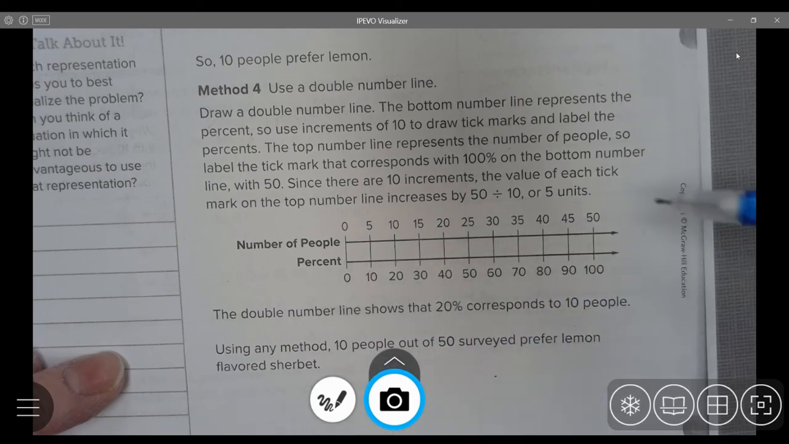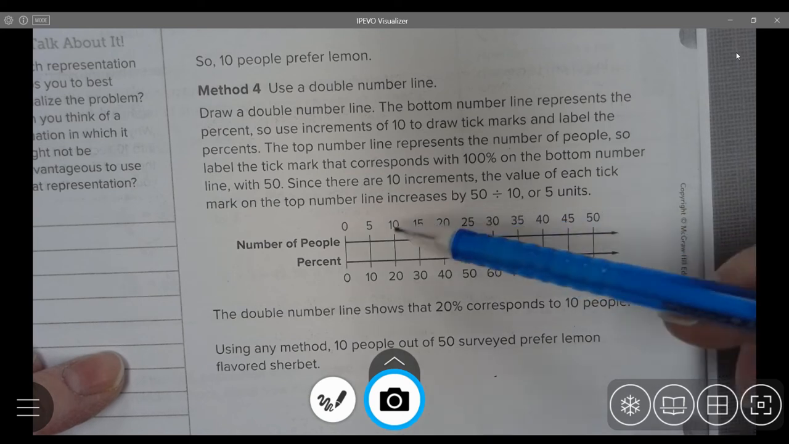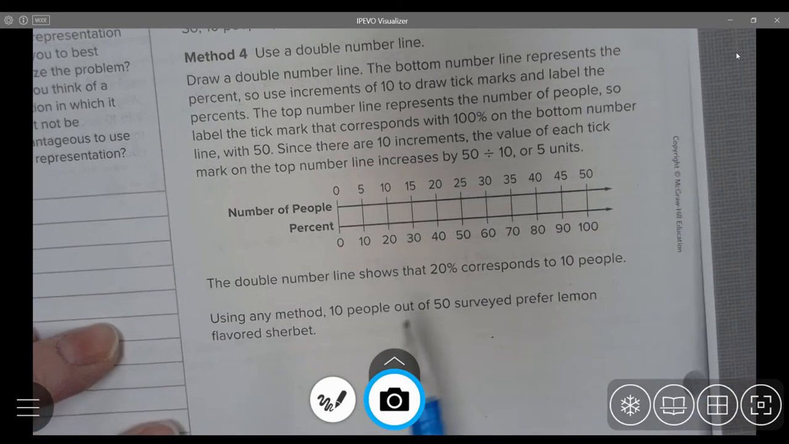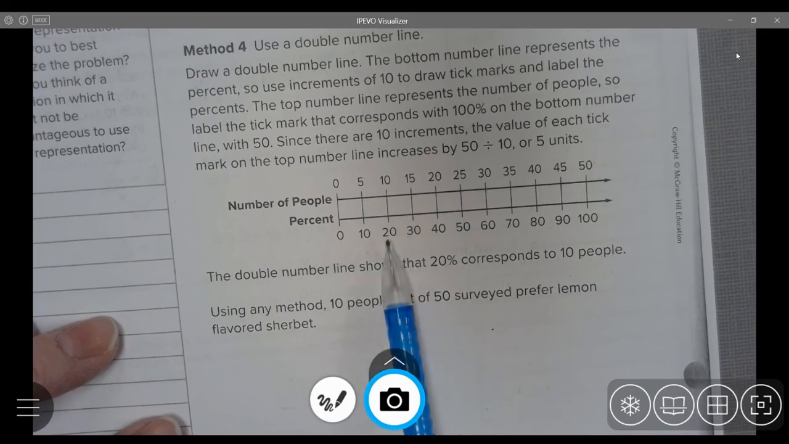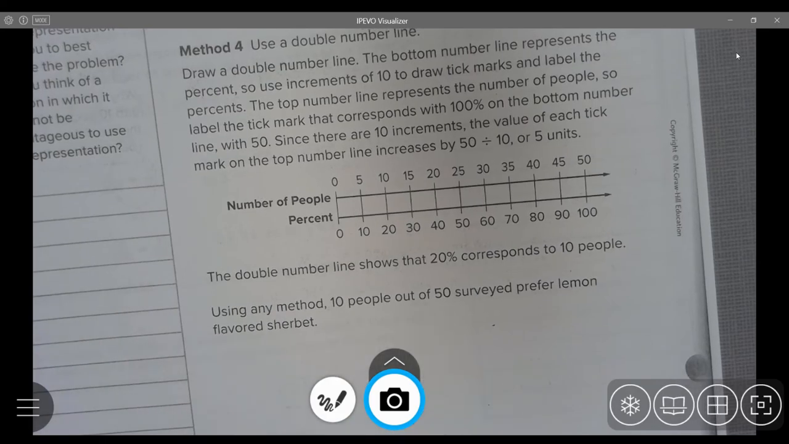That would show that 100% would be 50, 50% would be 25, and so on. The double number line shows that 20% corresponds to 10 people. Using this method, 10 people out of 50 prefer lemon flavored sherbet.